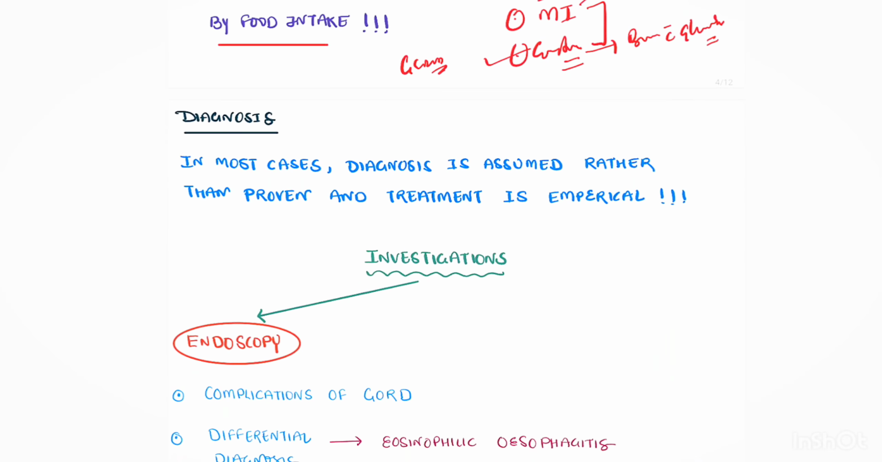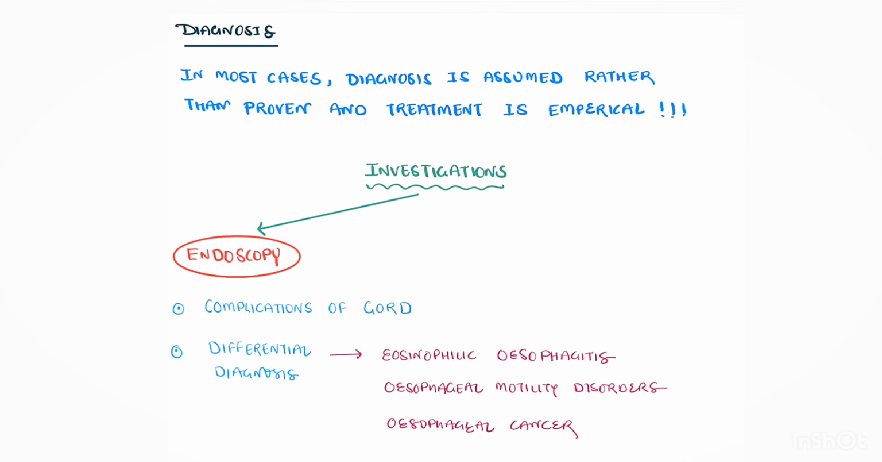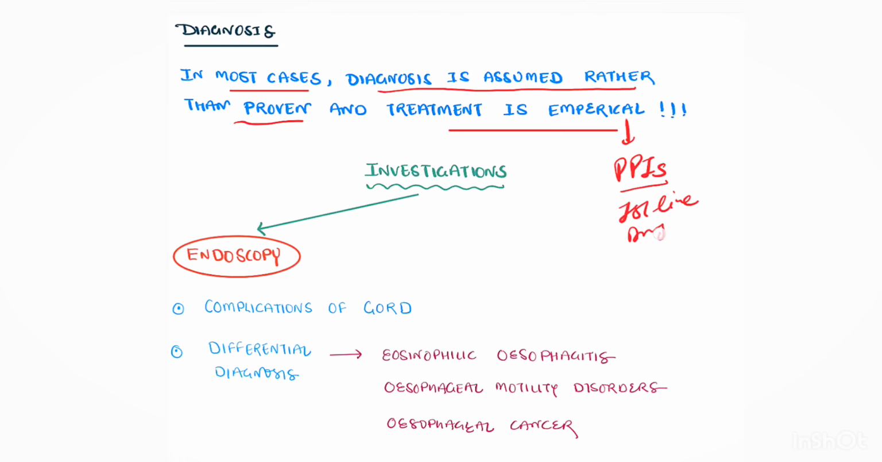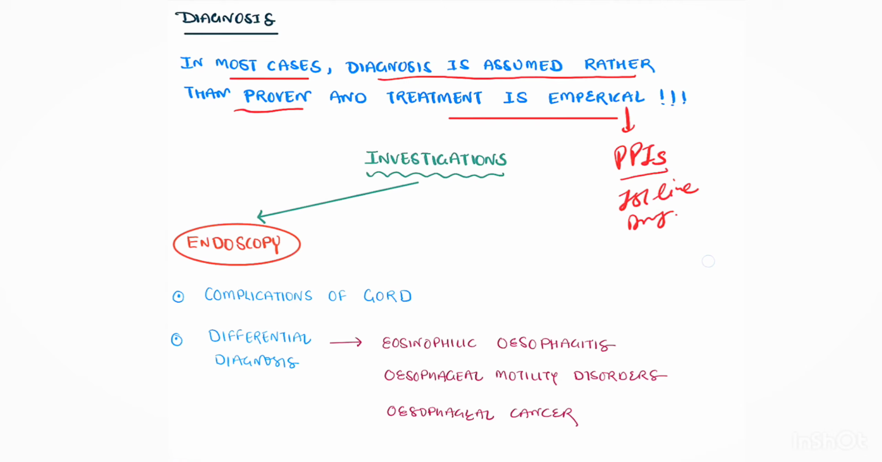Now we come to the diagnosis part. In GERD, in most cases, the diagnosis is assumed rather than proven. So in most cases, the diagnosis is made on the basis of history only, and the treatment is empirical. Empirical means PPIs. PPIs are the first line of drug for GERD treatment.